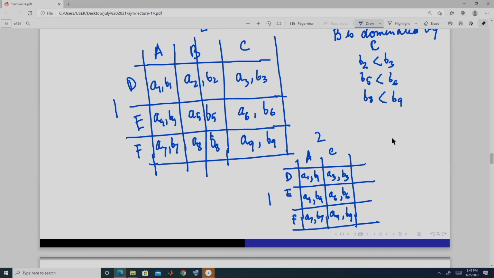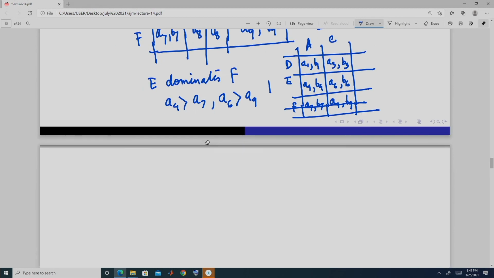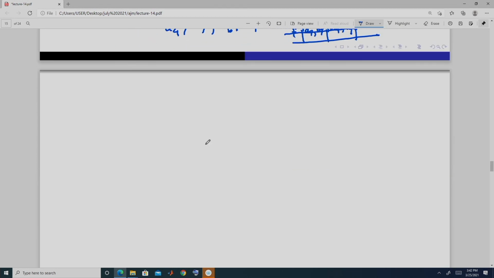And suppose here E dominates F. So this means that A4 is greater than A7 and A6 is greater than A9. So we remove this. So we end up having this.